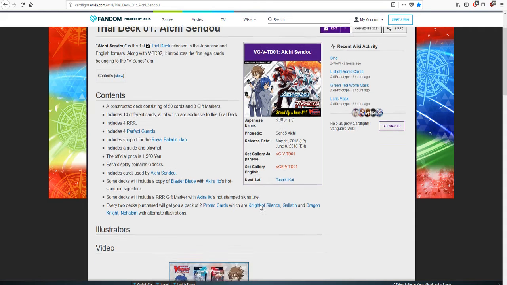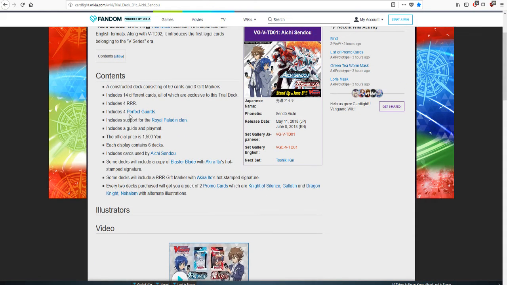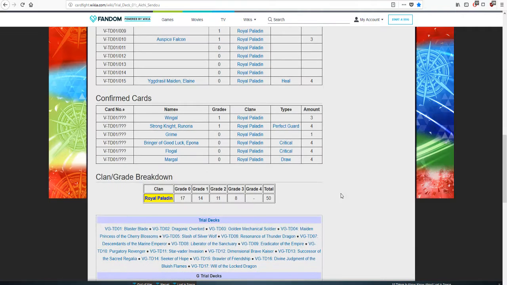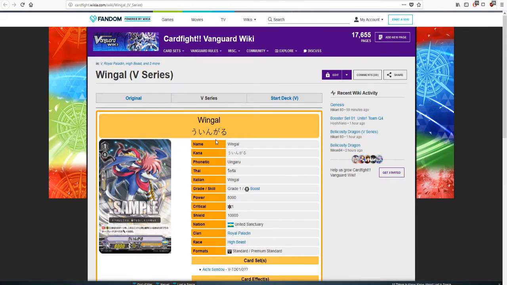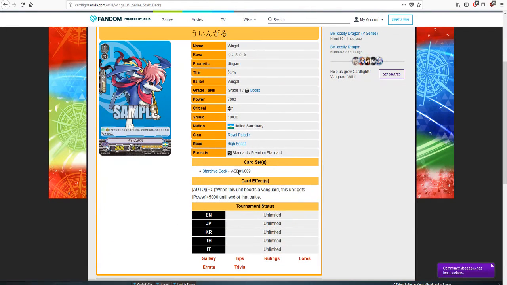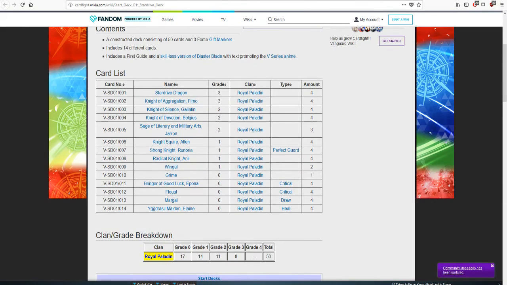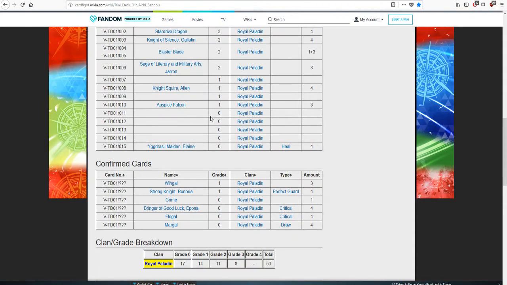So, in the Legend deck, we know we're getting 4 PGs. It includes 4 Perfect Guards. But they never explicitly state that we're getting the Perfect Guards from the promo decks. So if you guys don't know, in the Caravina trial decks, or the decks they give away for free, there's a lot of cards that are alike. Like, we have this Wingull here that shows up in the V starter deck. We have a V unit, which is in the Star Drive deck right here. And there's a lot of cards in this deck that go into this deck. One of them being this Perfect Guard.